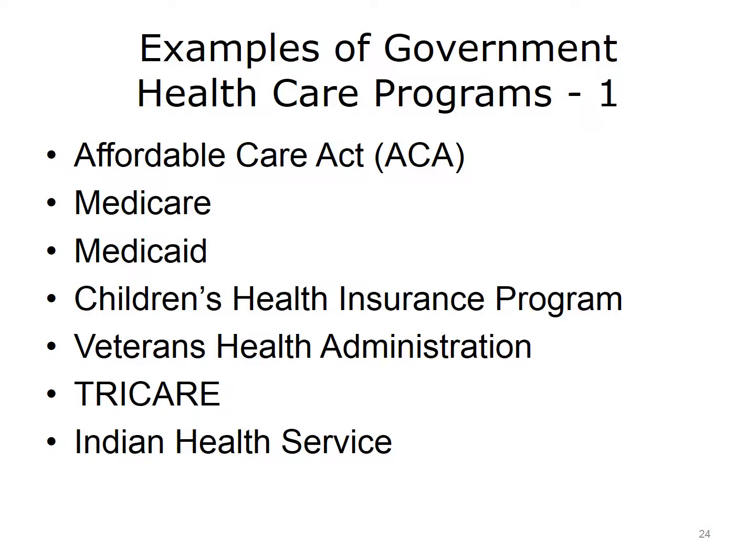The Affordable Care Act, or ACA, we noted before. Medicare is for seniors and people with certain disabilities. Medicaid is for low-income individuals and families. The Children's Health Insurance Program is for children and pregnant women whose families earn too much to qualify for Medicaid but cannot afford private insurance. The Veterans Health Administration provides healthcare services for people who have served in the military. TRICARE is a healthcare program for active duty service members and their families. The Indian Health Service serves American Indians and Alaska Natives.